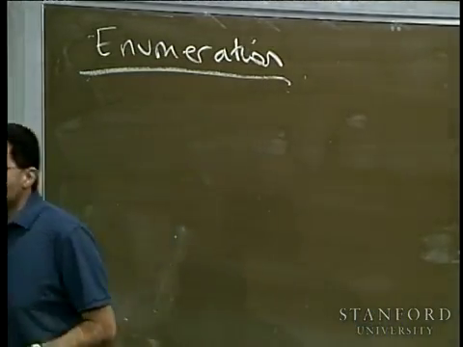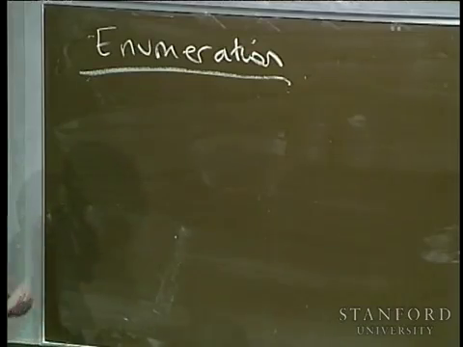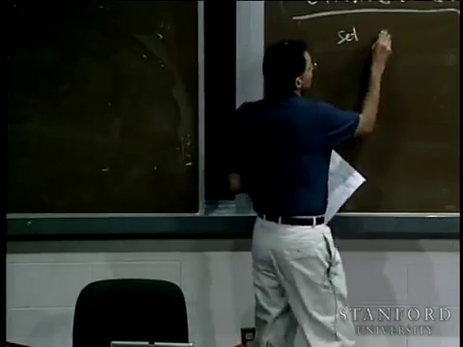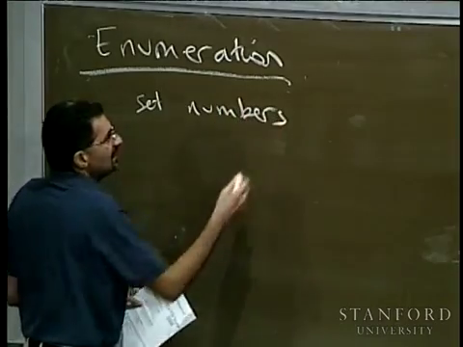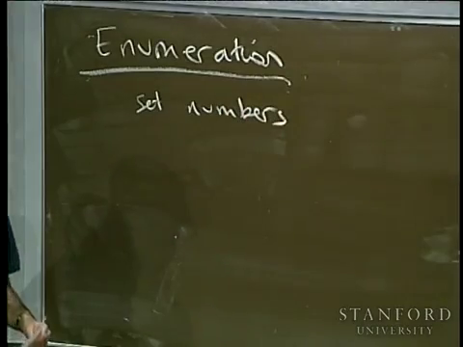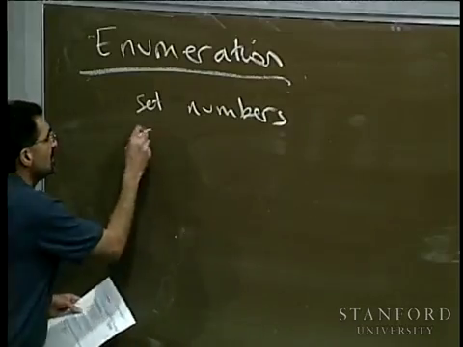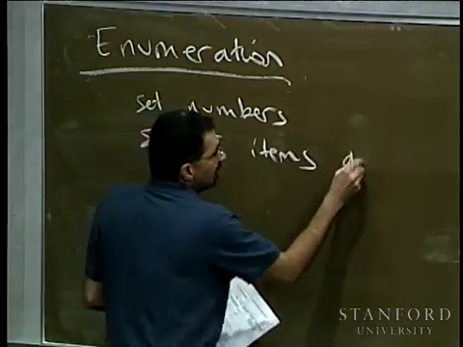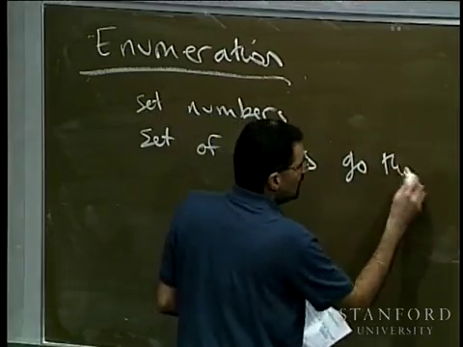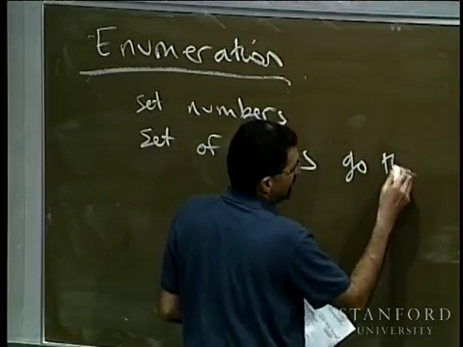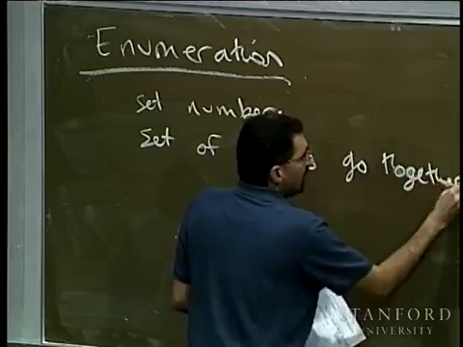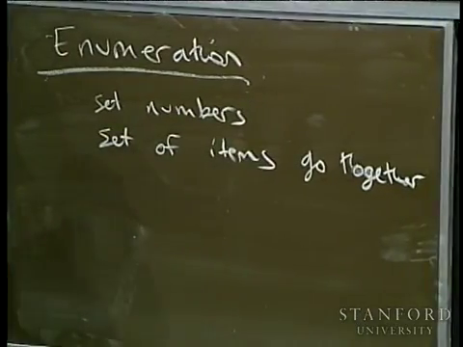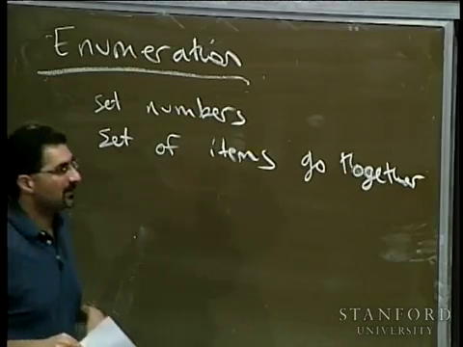And so the basic idea is we just want to have some set of things that we enumerate or give a set of numbers to, essentially. And you don't necessarily want to think of it as having to be a set of numbers, but it's basically just some set of items that go together. And so we generally give them some numbers or some listing as a way we might keep track of them.